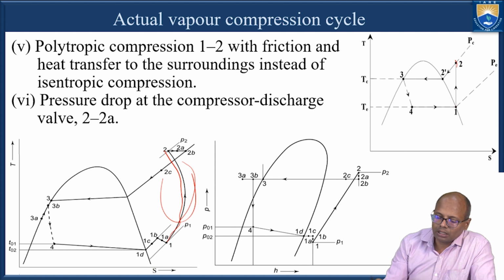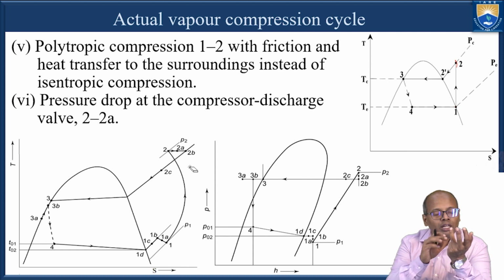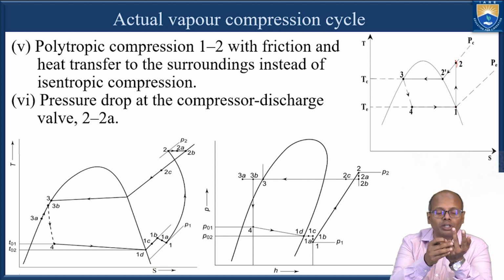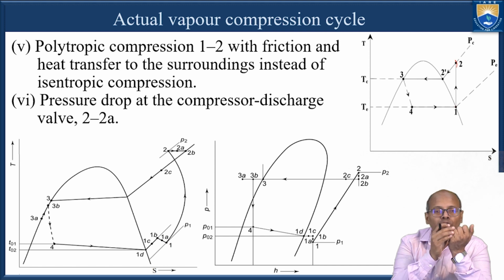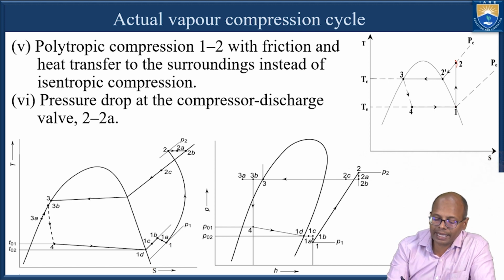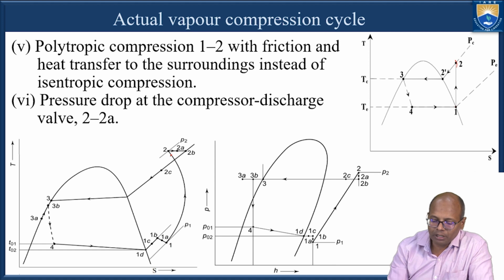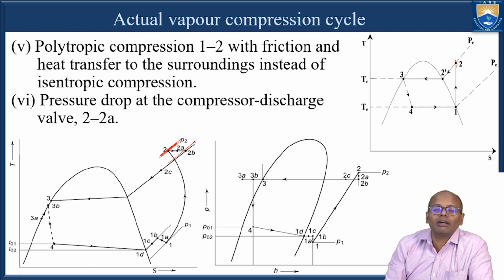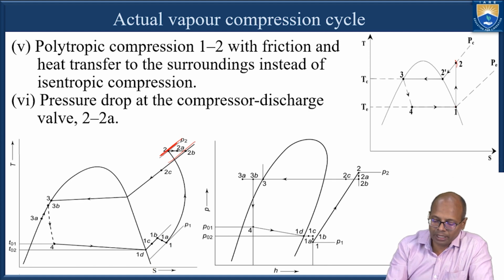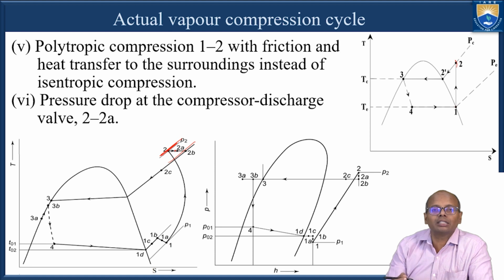Now what is happening at the exit of the compressor? At the inlet we have seen there are two possibilities of superheating and two possibilities of pressure drop. Now at the exit of the compressor, what is happening from 2 to 2A? This is the exit of the compressor, where pressure is higher, and this is the inlet of the condenser, and between these two there are two pressure drops. One is 2 to 2A. So what is this 2 to 2A?